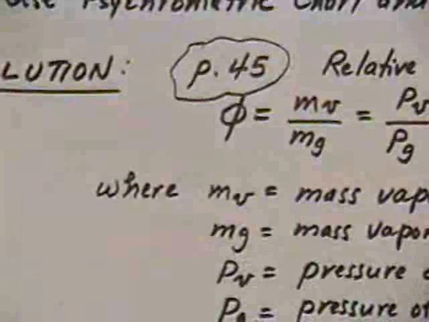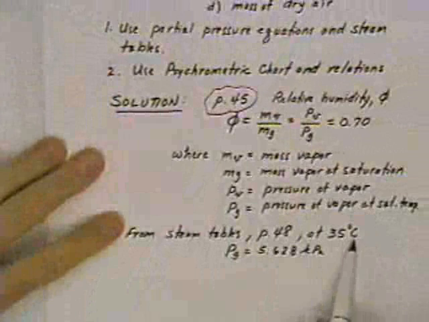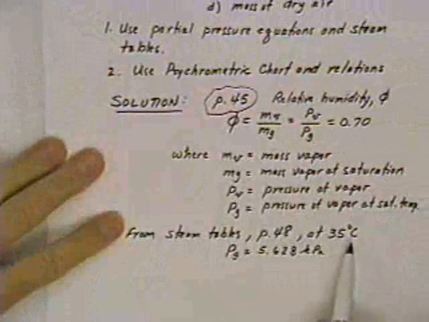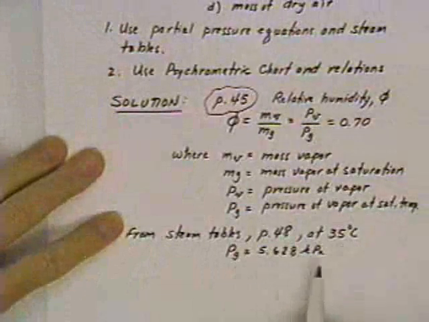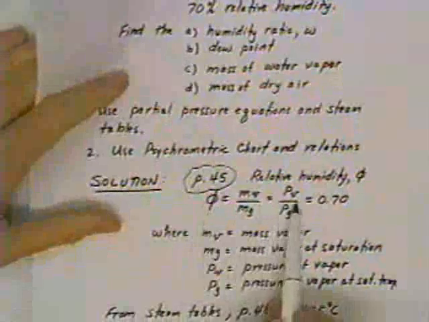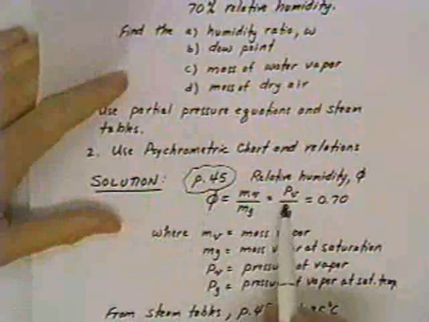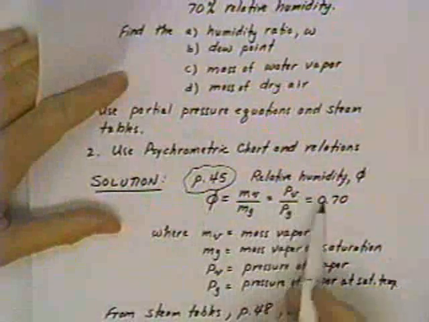And so if we put this back on, yeah, steam tables, page 48, 35 degrees C. PG is 5.628 kilopascals. That's what we just came up with. Okay, now, using the expression that the relative humidity phi is equal to PV over PG, we can solve for the partial pressure of the water vapor in the atmosphere for this particular condition.